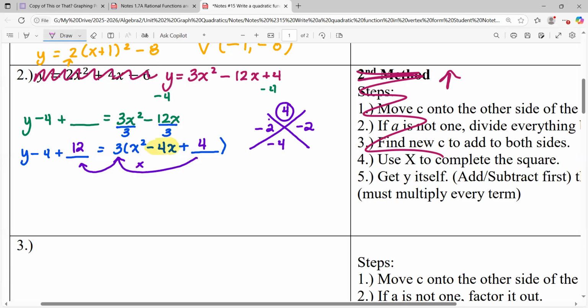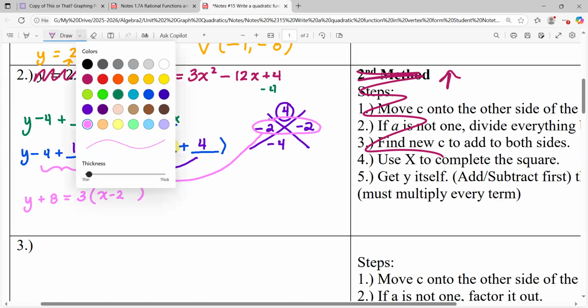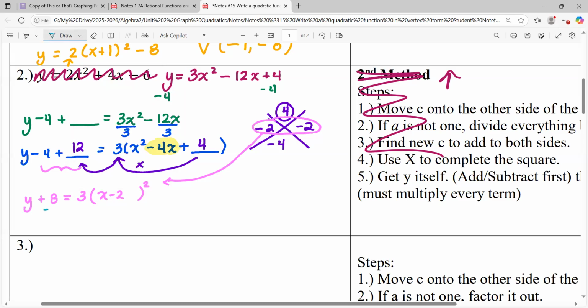Okay, and then what do we do here on this side? y plus -4 plus 12, 8 equals what? 3 (x minus 2) squared, right? And then we get what? y by itself? And how do we get y by itself? Subtract 8. This is called what? Vertex form.